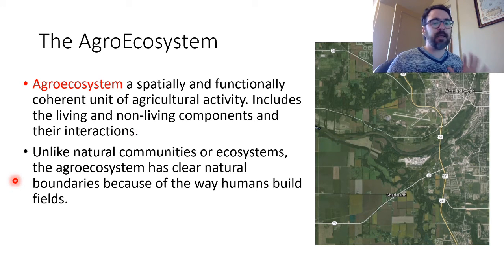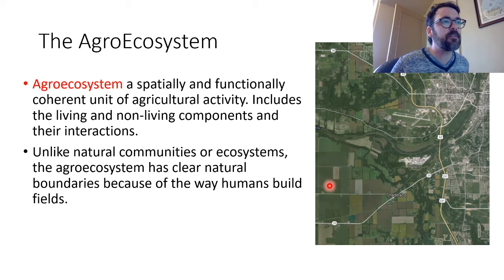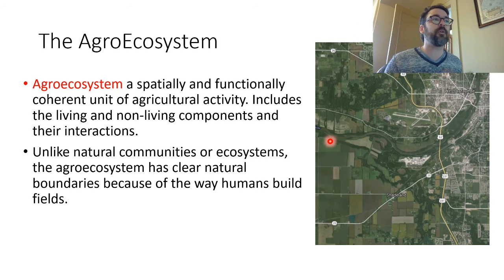And what's unique about the agroecosystem is that unlike natural communities, there are really clear boundaries because of the way humans build things, right? So if you look at the agroecosystem around West Lafayette, you can see that this field is very different from this field that I'm pointing at. It's because farmers plant different things, they use different management practices, they maybe spray or maybe they're organic, and there's all kinds of differences.